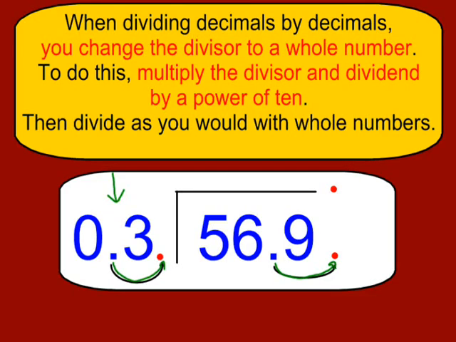And essentially what you've done here, you've multiplied each of these by 10. You've multiplied this by 10, the divisor, and you've multiplied the dividend by 10. And that won't change your outcome. It just makes it easier to do the division when you're dividing by a whole number.